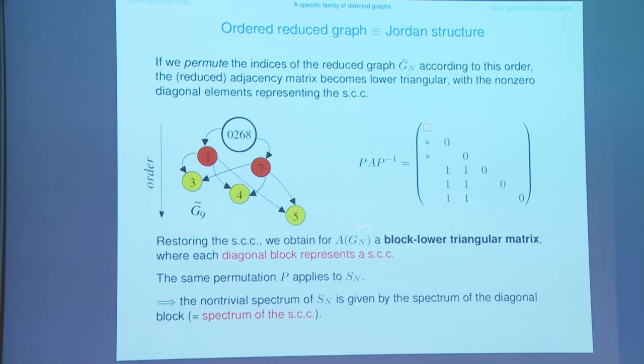Okay, in this permutation, you can do it with the matrix with phases. And if you do it with the matrix of phases, you see that the non-trivial spectrum of this matrix is contained only in these strongly connected components.